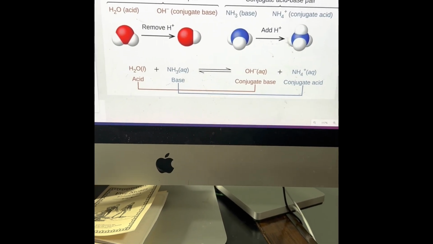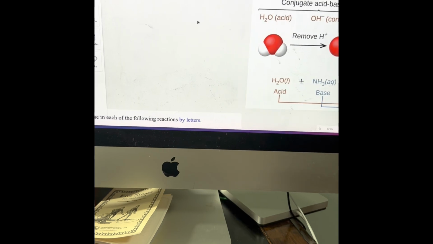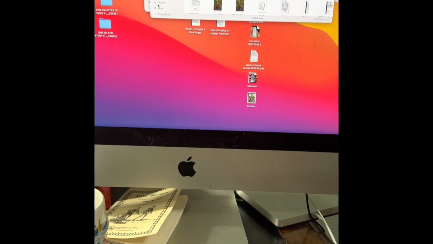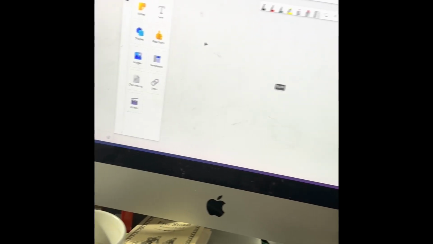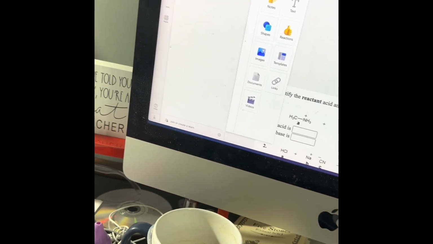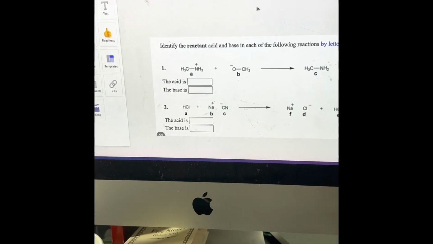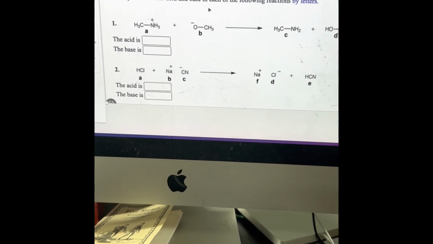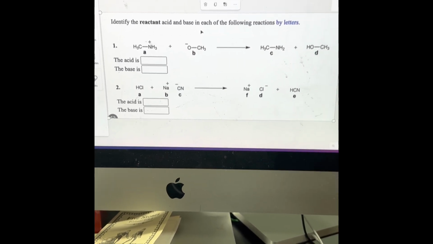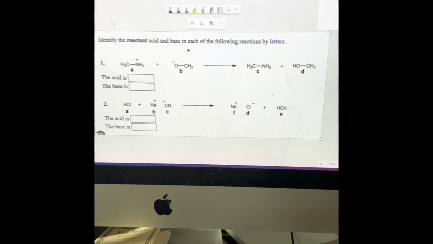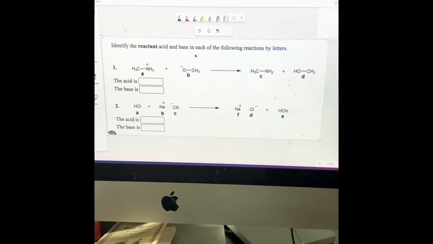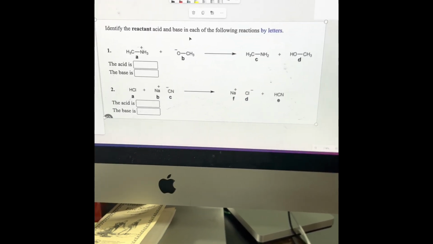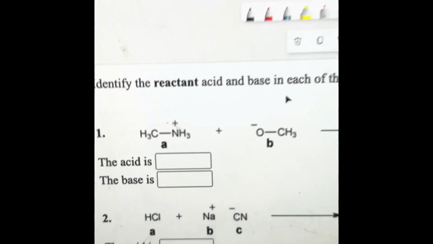So let's look at an example. Now this example that I'm going to show you is a lot more complicated than the ones in your book, but I feel like it's best for us to look at the more complicated ones, because then you'll be able to do the easier ones. Okay, so here is our question. We want to identify the reactant, acid, and base in each of our following reactions. So these reactions are an acid and a base reaction, right? So we want to be able to pick out the thing that is going to donate the hydrogen ion and pick out the thing that is going to accept the hydrogen ion.